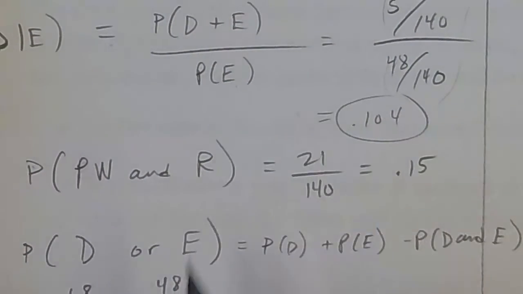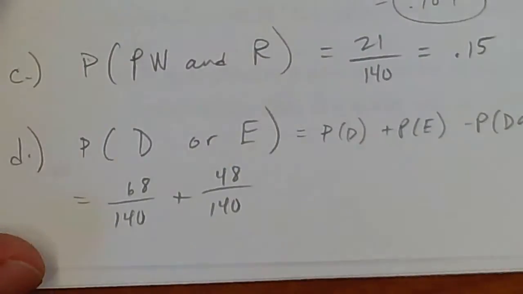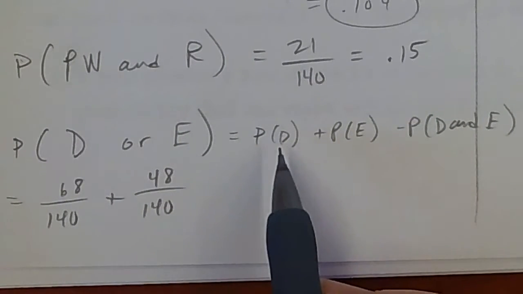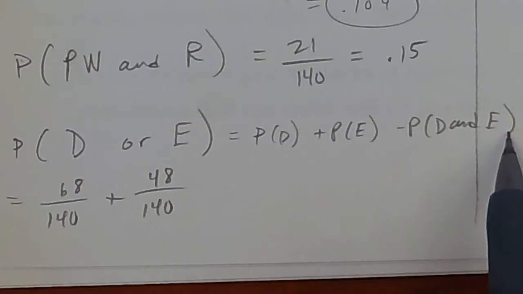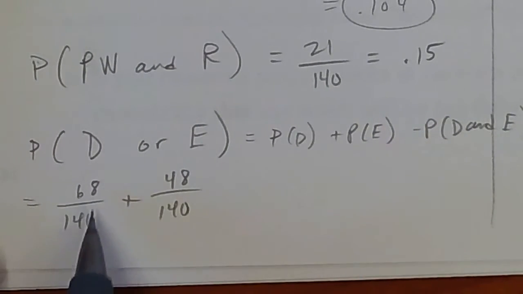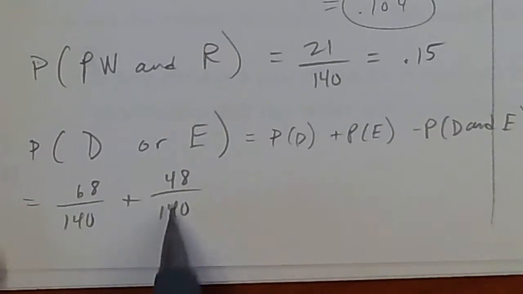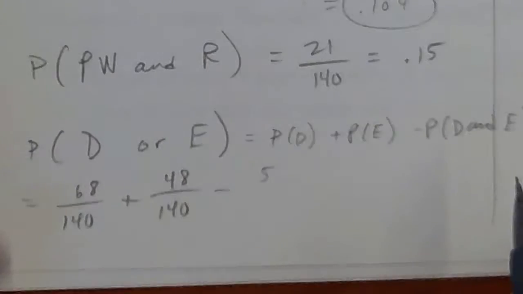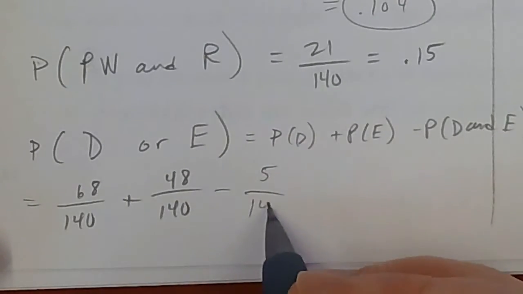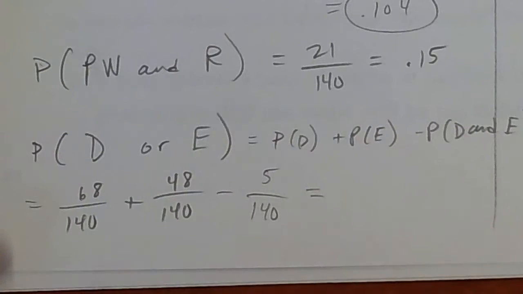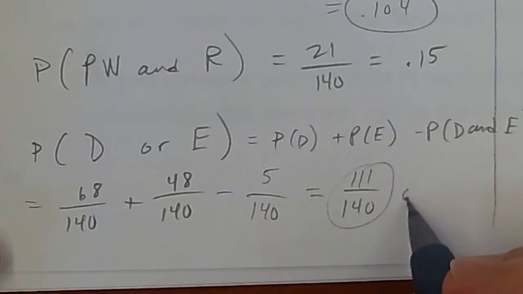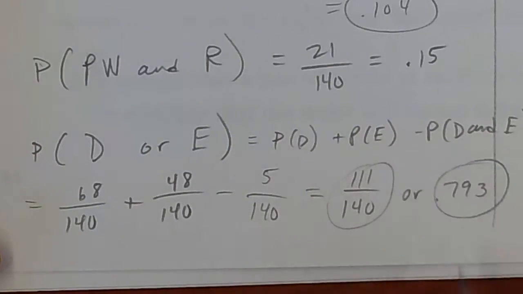Okay, now when we see the "or," these are not mutually exclusive. They could be a Democrat and an executive at the same time. So we have to subtract that overlap. So here's the general addition rule: probability of A plus B minus the probability of A and B. So if we look at the table, Democrats 68 out of 140 plus the executive minus the "and." That was the 5 out of 140 we already found in an earlier problem. So that's going to be 111 out of 140 as the answer in fraction form, or 0.793-ish.